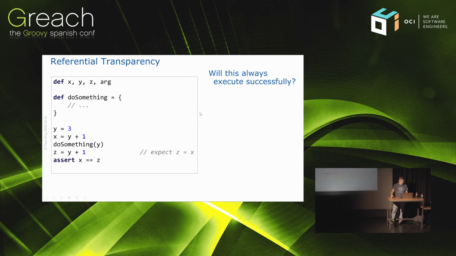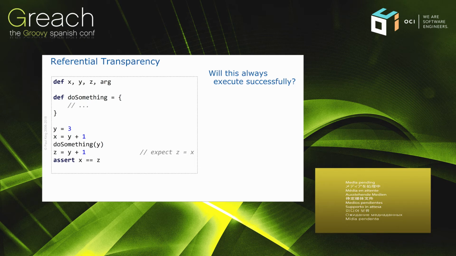So with that concept in mind, let's have a look at what I'm asking in this particular slide. I've got a closure, do something. I've declared those variables at the top, and I'm assigning them down below. Right in the middle, I'm going to call do something, and then run an assertion that x equals z. Is that always going to execute successfully? I'm not telling you what's inside do something. Can anyone see any concerns?